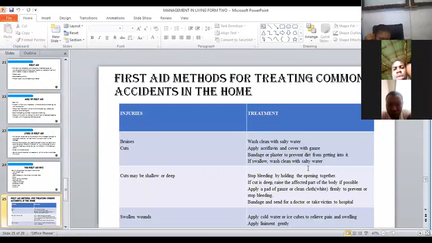I don't know if you have ever experienced this. You go to the hospital, you are given an injection, and all of a sudden, the part of the body that was injected started swelling. Normally, they will put an ice pad on the swelling, and this will help reduce pain and bring the swelling down. And after that, you apply some liniment gently.